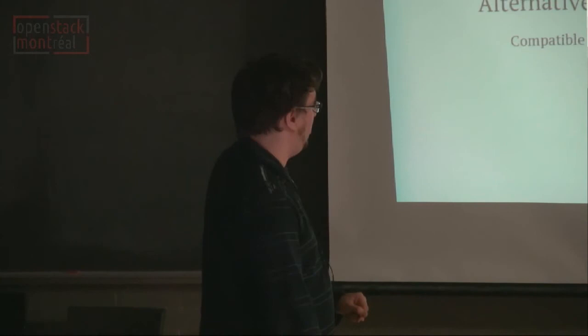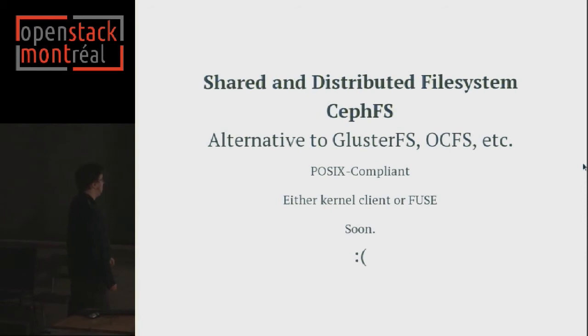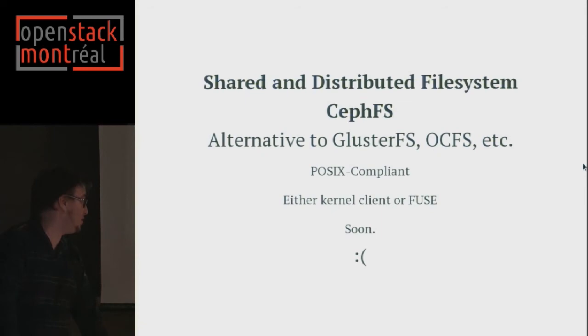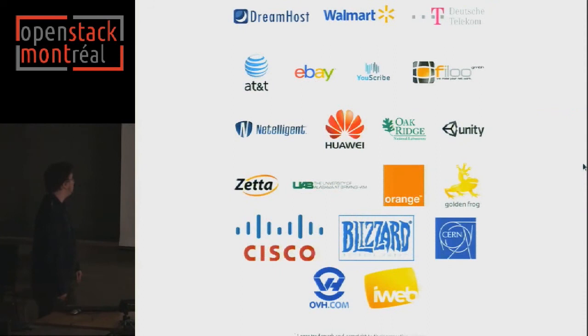Shared and distributed file system, ceph-fs. It's an alternative to GlusterFS, OCFS, and stuff like that. It's POSIX compliant, and you can mount a ceph-fs over kernel module or over fuse soon. And you see a smiley face, because I'm sad. I have a really good use case for it, but I'm not able to do it. Who uses Ceph? A whole lot of people. I'm sure you recognize some of the companies listed in there. They're either known users of Ceph, they contribute to Ceph, or they're actual Inktank customers. Questions?